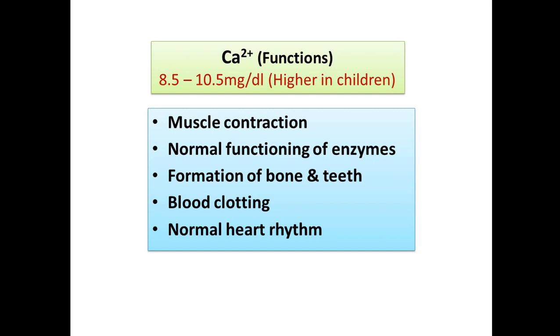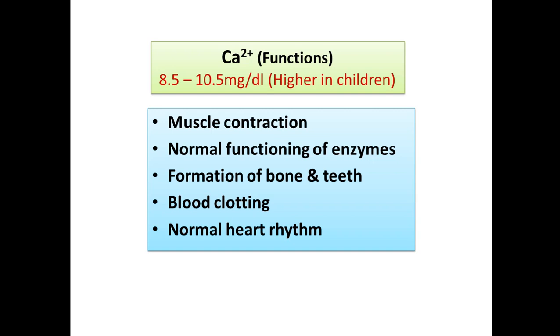Calcium, as we know, is the most abundant mineral in the body. Normally, calcium is kept in a very narrow range from 8.5 to 10.5 milligram per deciliter, and in growing children the concentration is a little higher. Calcium is involved in muscle contraction through sodium depolarization, and it is important for activation of certain enzymes.